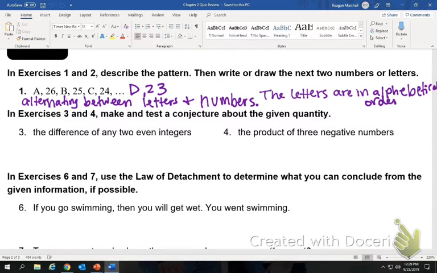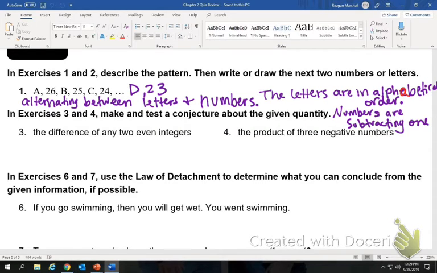And then what are the numbers doing? Subtracting 1. Yeah, numbers are subtracting 1. All right, so you get it. So both parts are equally as important.